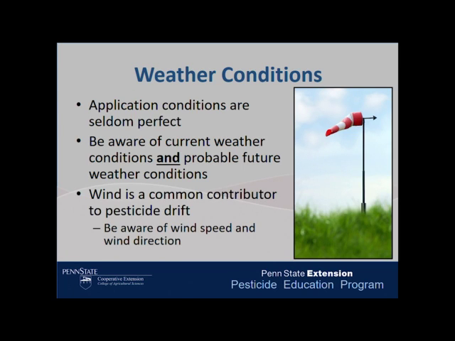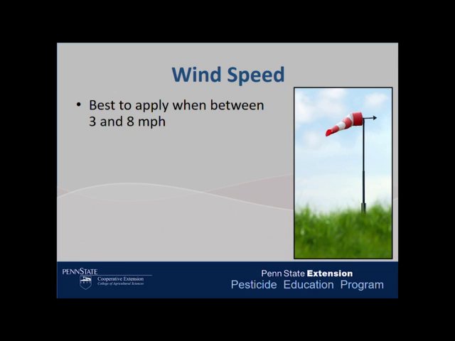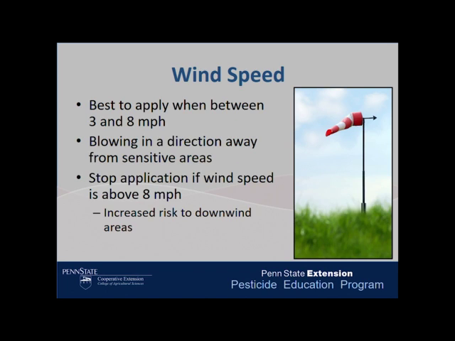Wind is obviously the most common contributor to pesticide drift, so beware of not only wind speed, but wind direction, especially if you have those sensitive sites that you're trying to avoid. And this is what I was saying, apply between 3 and 8 miles per hour. Any more than 8, it's too windy. Any less than 3, there's actually the chance of a temperature inversion. Blowing in a direction away from sensitive areas. And again, make sure of downwind areas that could be very sensitive.